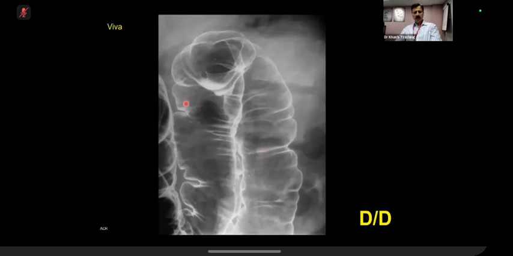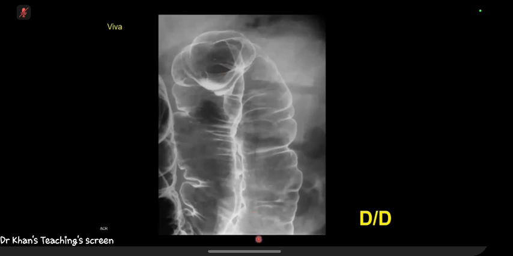Okay, what do you think is happening here? How do you describe this? Again, there is a kind of filling defect, a superficial filling defect in the probably transverse colon.